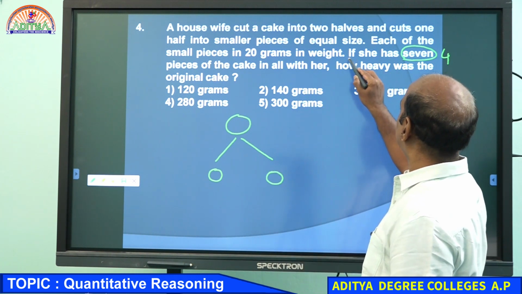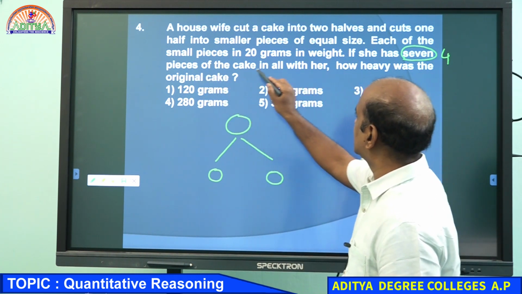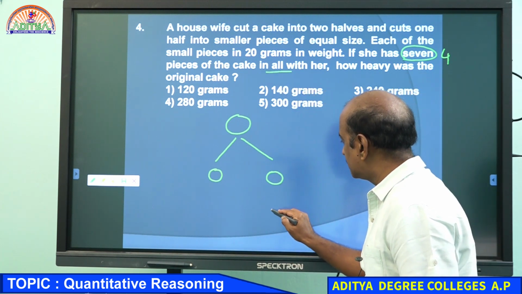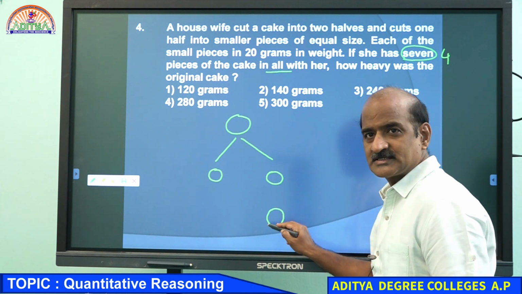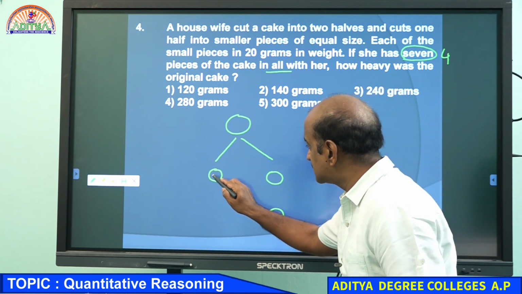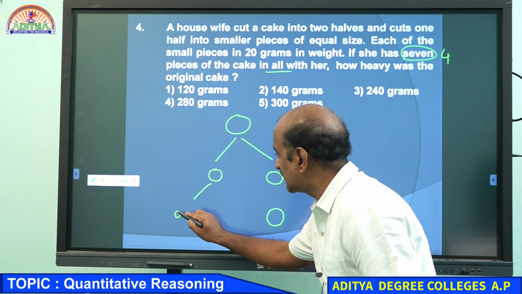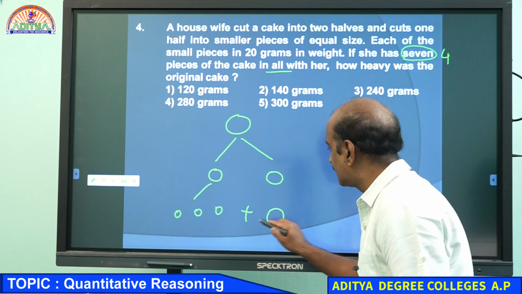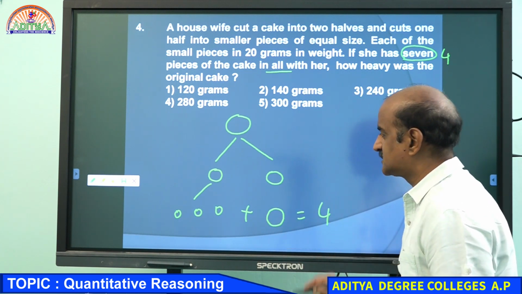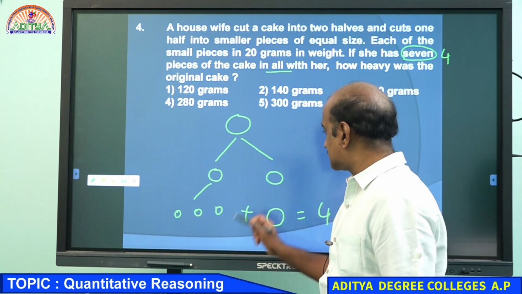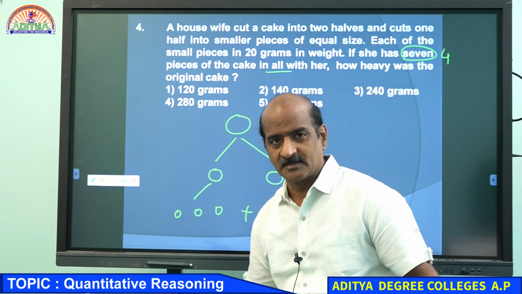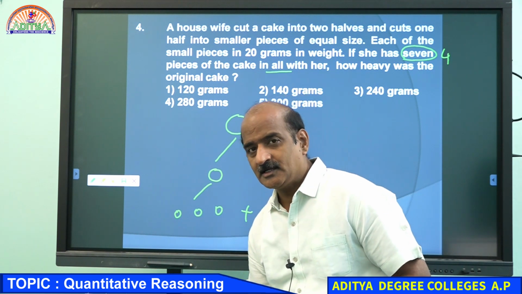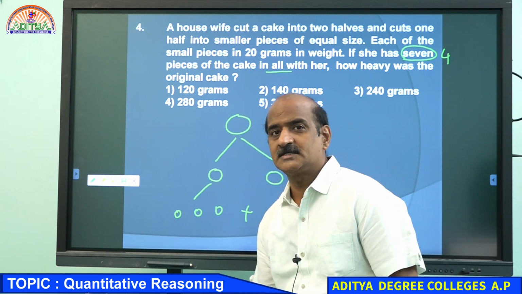Student, if you can see that she has 4 pieces of the cake in all, so this piece she is keeping just like that. She is not disturbing this particular piece. Probably this particular piece she must be cutting into 3 pieces. How do you know that? 3 plus 1. Therefore, she will have 4 pieces in all. Because this particular piece she is not cutting any further, only this particular piece is cut into 3 parts. At the end, we could see that there are 4 pieces in all.